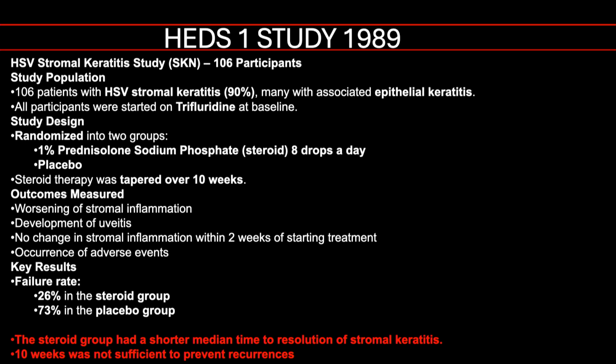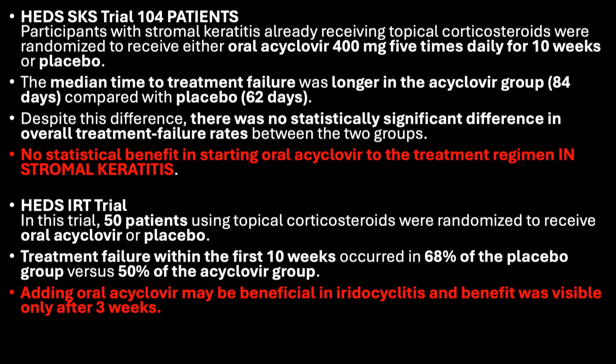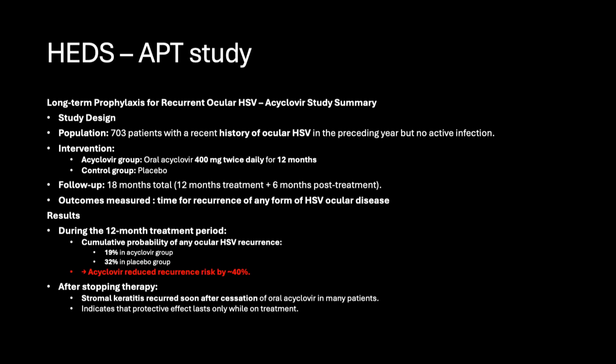According to the HEDS study, steroid should be used in case of stromal keratitis, and in stromal keratitis there was not much benefit with starting oral acyclovir. Whereas in iridocyclitis, it is often prudent to start oral acyclovir. A long-term prophylaxis study was also done with HEDS, and they found that acyclovir reduced the recurrence risk by around 40%. But it should be given for a long period, like 1 or 2 years minimum, at an acyclovir dose of 400 milligrams BD.